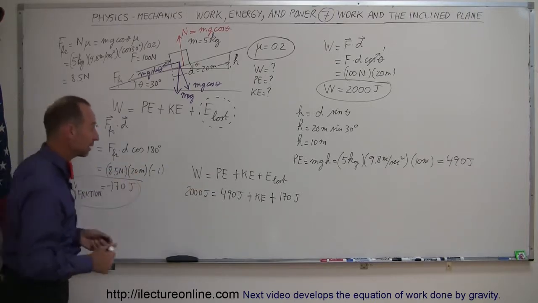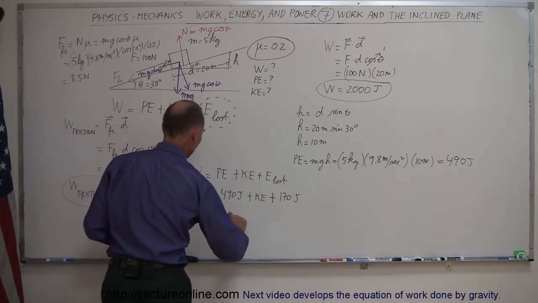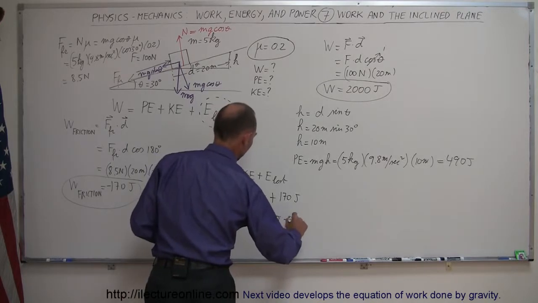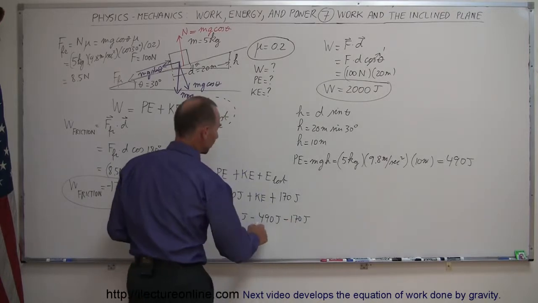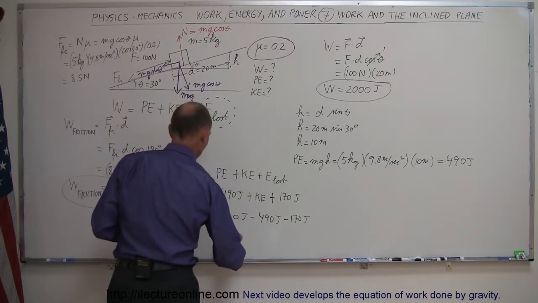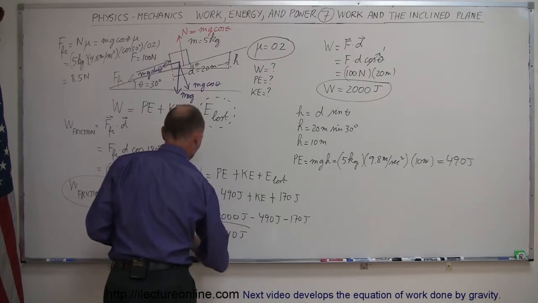That means I can now calculate my kinetic energy. So my kinetic energy is equal to the 2,000 joules minus the 490 joules minus 170 joules. So that 590, that's 660. That means 1,340 joules of kinetic energy will be given to the system.